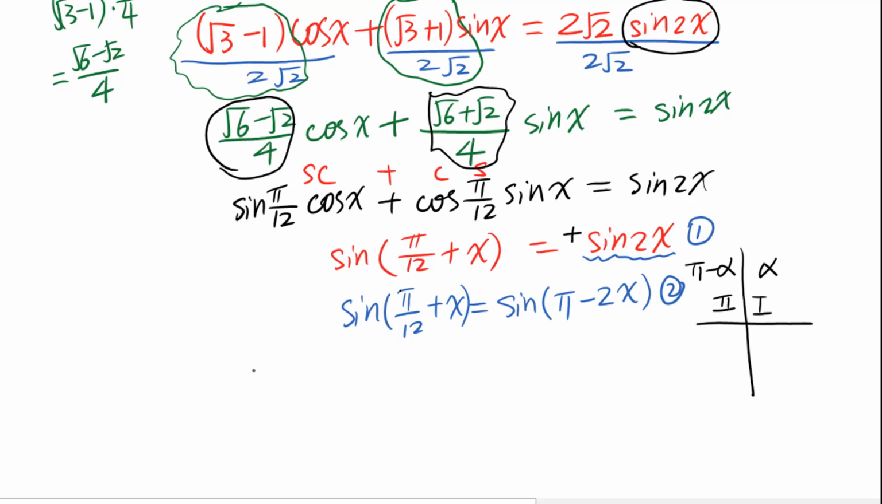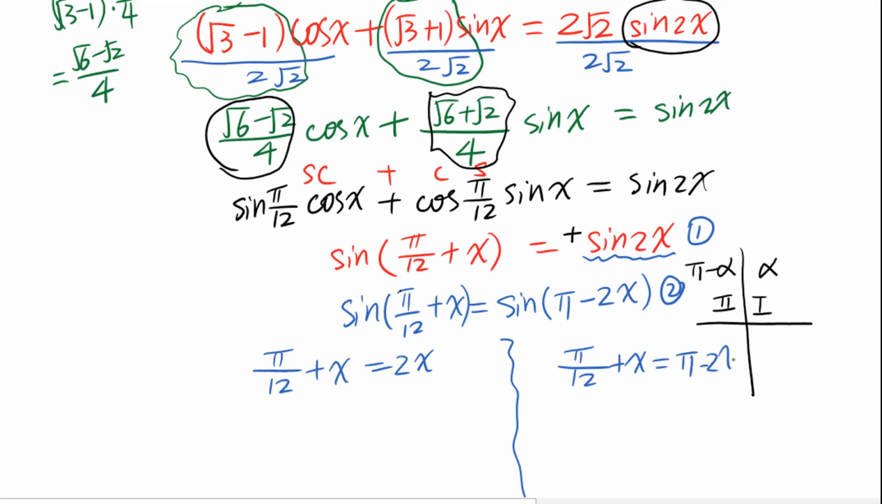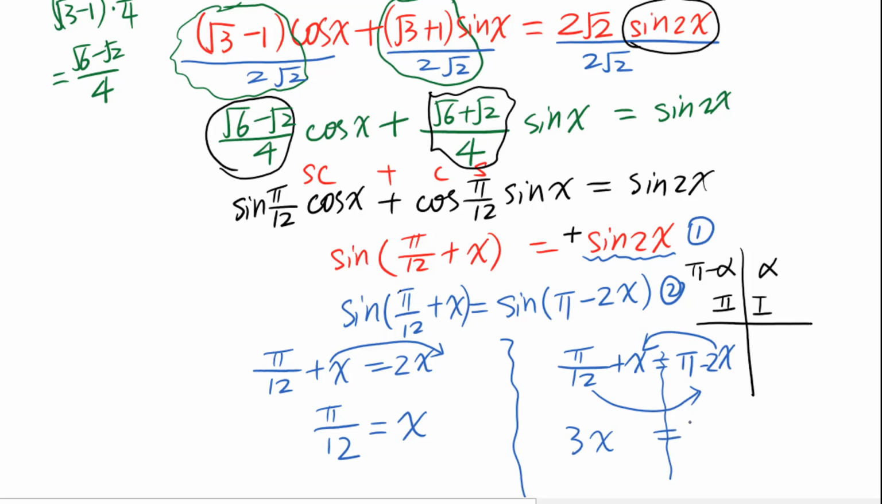So that we have pi over 12 plus x equals 2x, and pi over 12 plus x equals pi minus 2x. We solve this one, we can get x equals pi over 12. Then we need to move all x on one side, then the constant number to the other side. You will get 3x equals pi minus pi over 12.